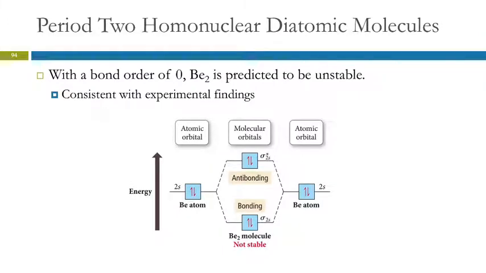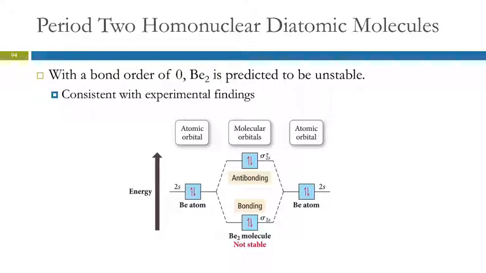Okay, let's look at the next element, Be2. So beryllium has 2 valence electrons. Those are in the 2s orbital. Sorry about the screen. Those 2s orbitals are going to form the same 2 molecular orbitals. But putting 4 electrons in, we put 2 in the bonding and then 2 in the antibonding. And when we calculate the bond order, it's 2 minus 2 is 0, divided by 2, so the bond order is 0. So we predict that Be2 does not exist.